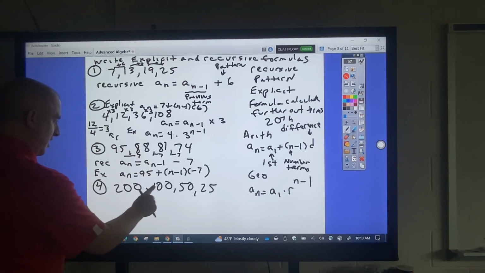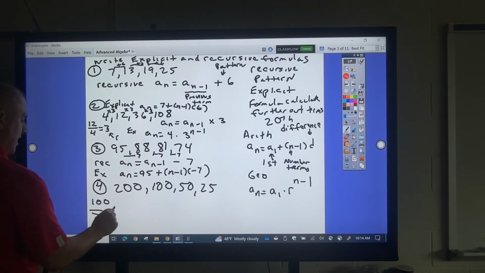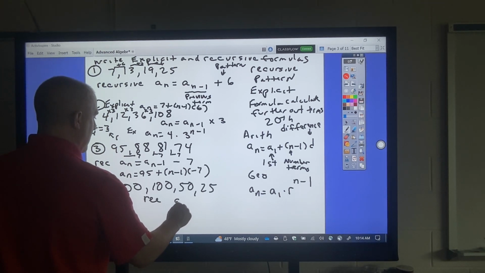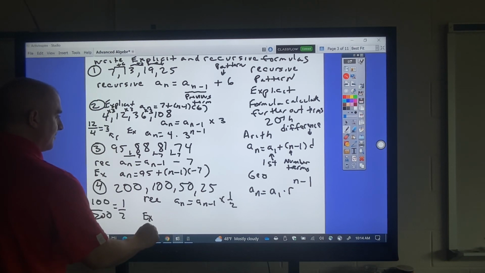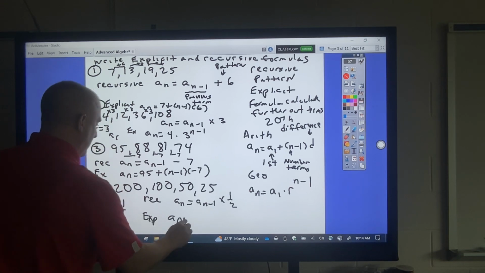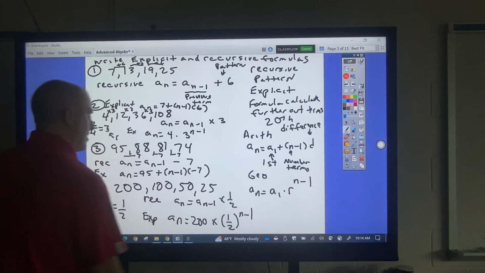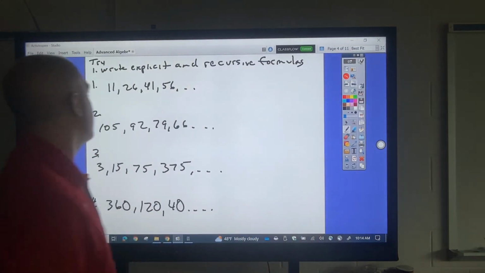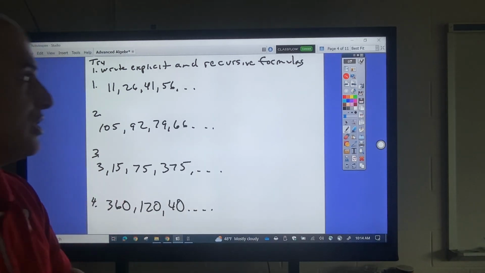Well, the difference here is 100, the difference here is 50, so it's not arithmetic. Let's do second term divided by first term, and you want to get a fraction in this case, which would be 1/2. So my recursive formula is AN equals AN minus 1 times 1/2. My explicit formula would be AN equals, my first term is 200, times 1/2, and I put parentheses around it, to the n minus 1. And that's how you make those formulas. Those formulas will be vital for us. Go ahead, you can try these on your own. Big thing, gotta know arithmetic or geometric first.